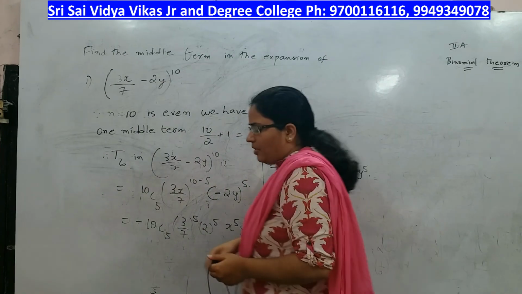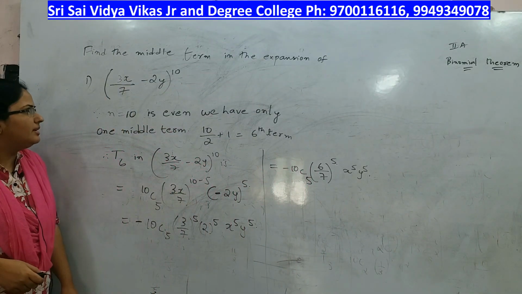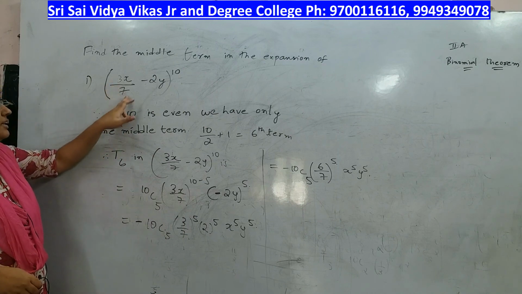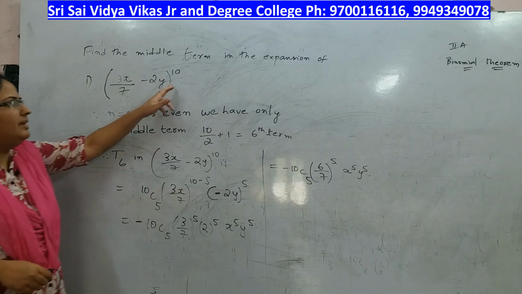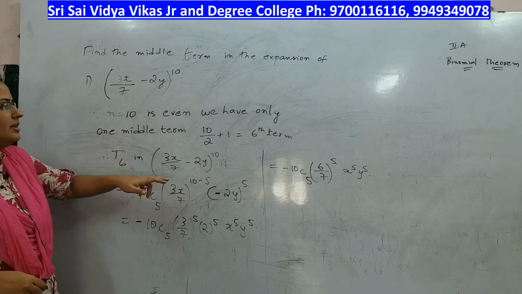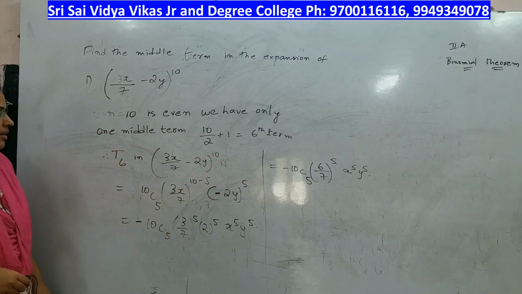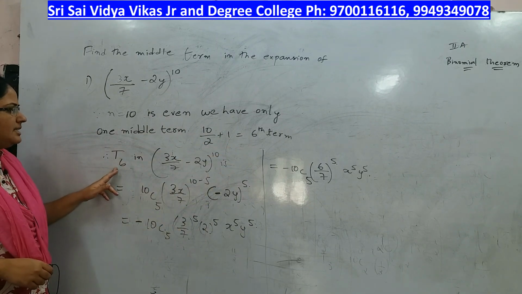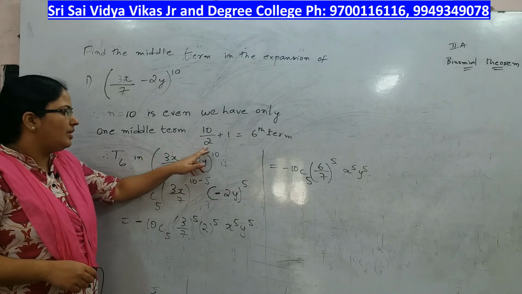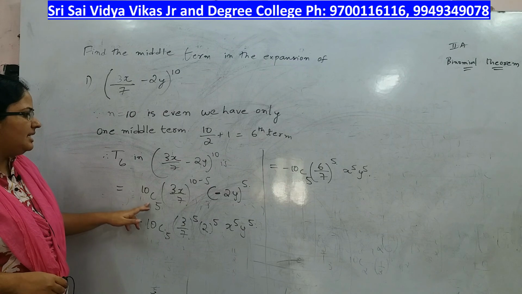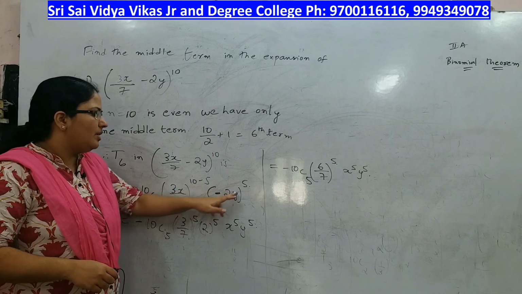In our next set of problems, we are discussing what is the middle term. Here you are given the expansion (3x/7 - 2y)^10. Since the power is even, there will be only one middle term, that is the (10/2 + 1), the sixth term. Now T6, the sixth term in the expansion of (3x/7 - 2y)^10, is 10C5 (3x/7)^(10-5) (-2y)^5.